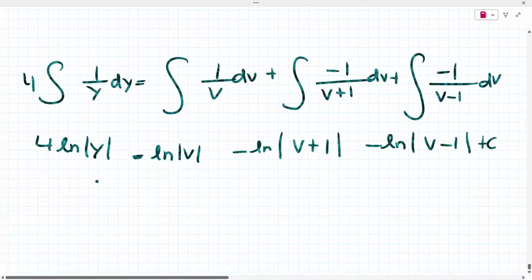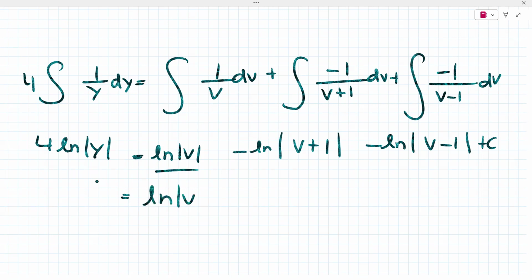What could we do here? On the right side, we have ln of absolute value of V minus ln of absolute value of V plus 1 minus ln of absolute value of V minus 1 plus C. This ln V is just ln of absolute value of V.